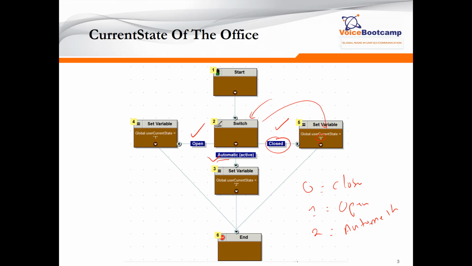So we want to be able to do that by manually intervening in the administrative script. Now, of course, this script continues to run every 1 minute. If it is open, we're going to set the value to 1, but if it is set to automatic, we're going to set the value to 2. Now, at this stage, at any given time, the user current state variable contains a value of either 0, 1, or 2.